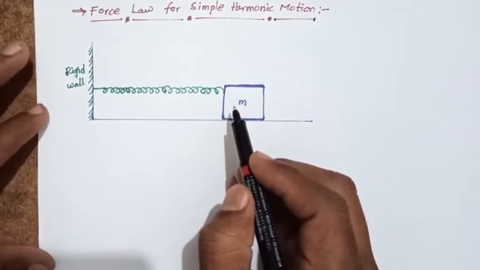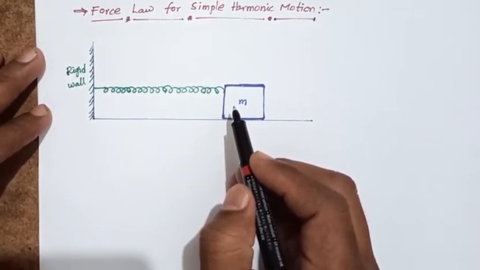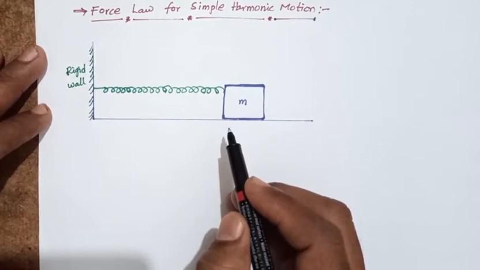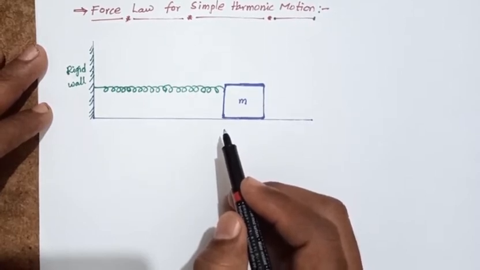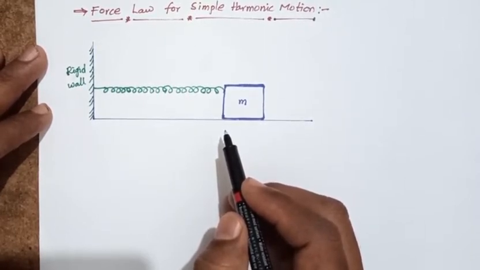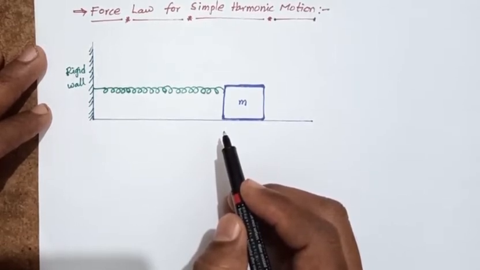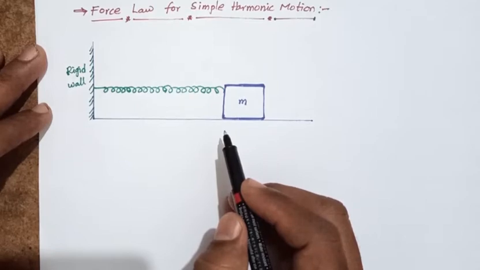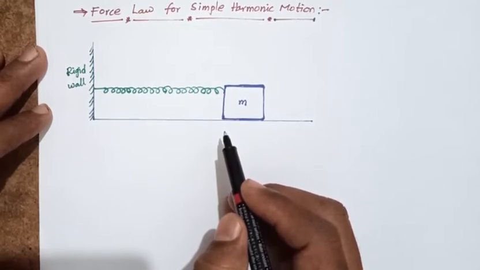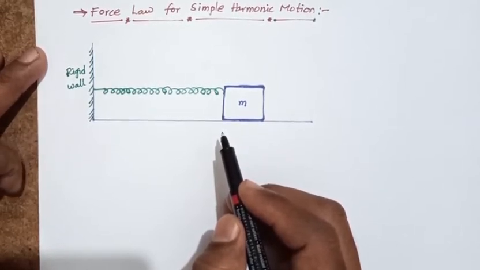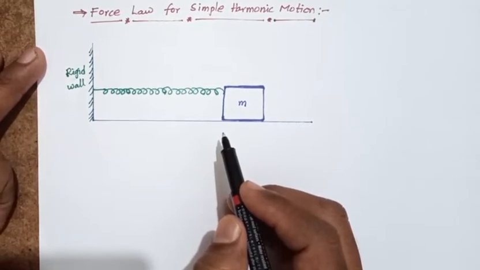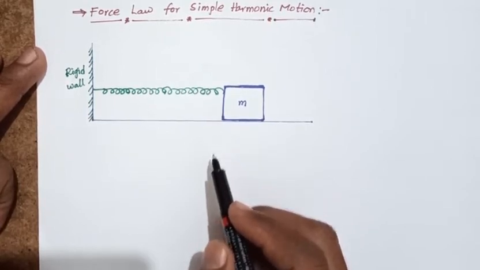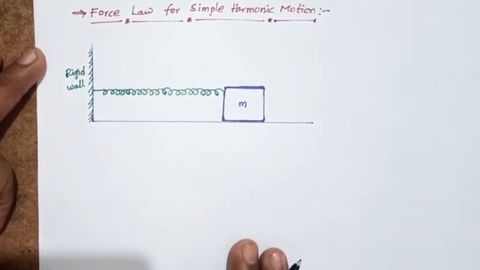In such simple harmonic motion, the force is directly proportional to the displacement, or the acceleration is directly proportional to the displacement and in the opposite direction, that is, the acceleration is directed towards the mean position. This is called simple harmonic motion. We know that.